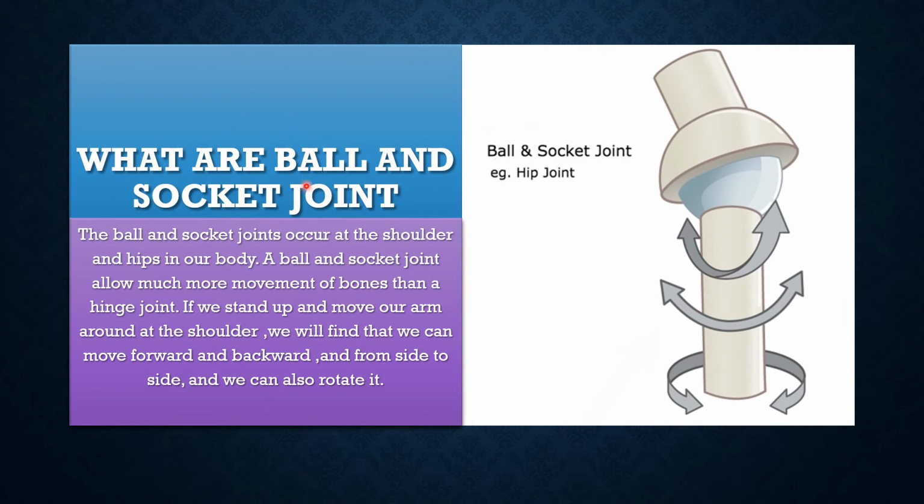What are ball and socket joints? Ball and socket joints occur at the shoulder and the hip of our body. A ball and socket joint allows much more movement of the bones than a hinge joint. If we stand up and move our arm around at the shoulder, we will find that we can move it forward and backward and from side to side, and we can also rotate it. It acts as a socket and a ball.